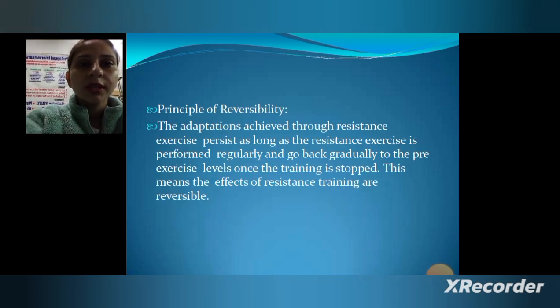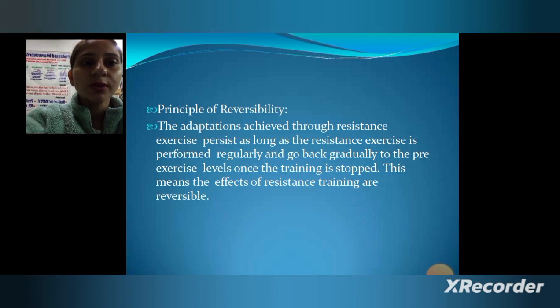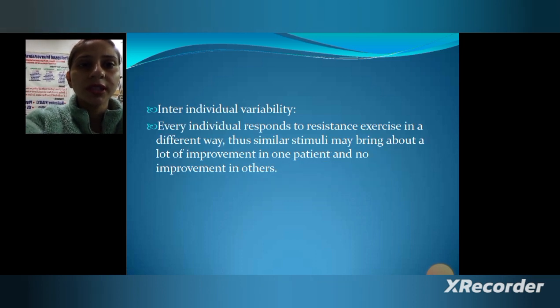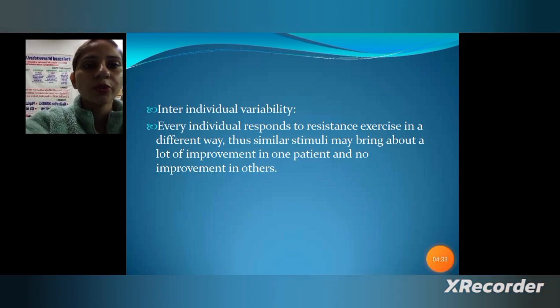Principle of reversibility. This is the third principle. The adaptation achieved through resistance exercise persists as long as the resistance exercise is performed regularly and goes back gradually to the pre-exercise level once the training is stopped. This means the effects of resistance training are reversible. Inter-individual variability. Every individual responds to resistance exercise in a different way. The similar stimuli may bring about a lot of improvement in one patient and no improvement in another.